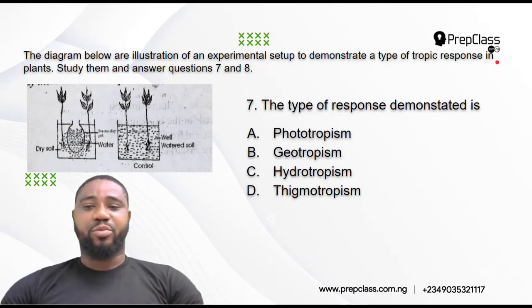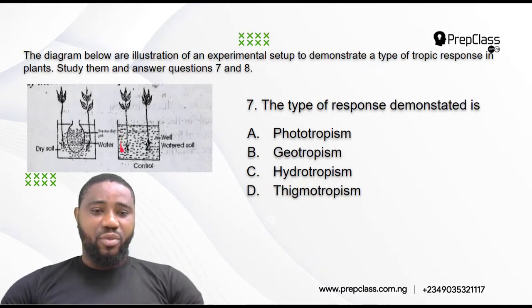Question 7, okay, they said, the diagrams below are an illustration of an experimental setup to demonstrate a type of tropic response in plants. Study them and answer questions 7 and 8. 7. The type of response demonstrated, is it phototropism, is it geotropism, is it hydrotropism, is it thigmotropism? They're asking us the type of response demonstrated.